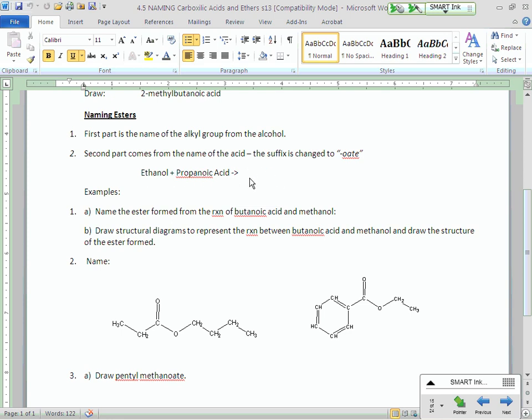What's the name of this thing going to be? What's this ester going to be called? Ethyl. Yeah, good. Ethyl, right? Propanoate. Propanoate.